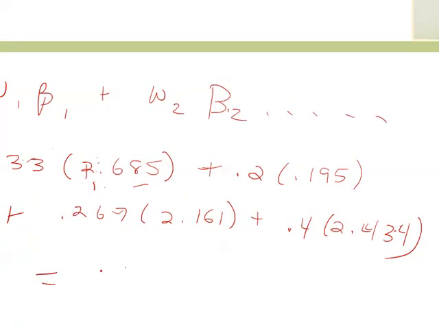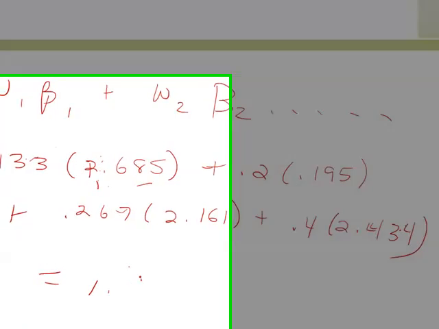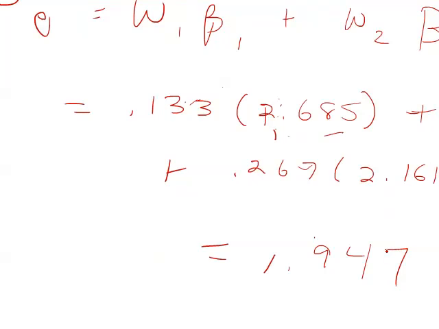And overall, our portfolio beta is 1.947. So again, it is lower than the highest beta and higher than the lowest beta.